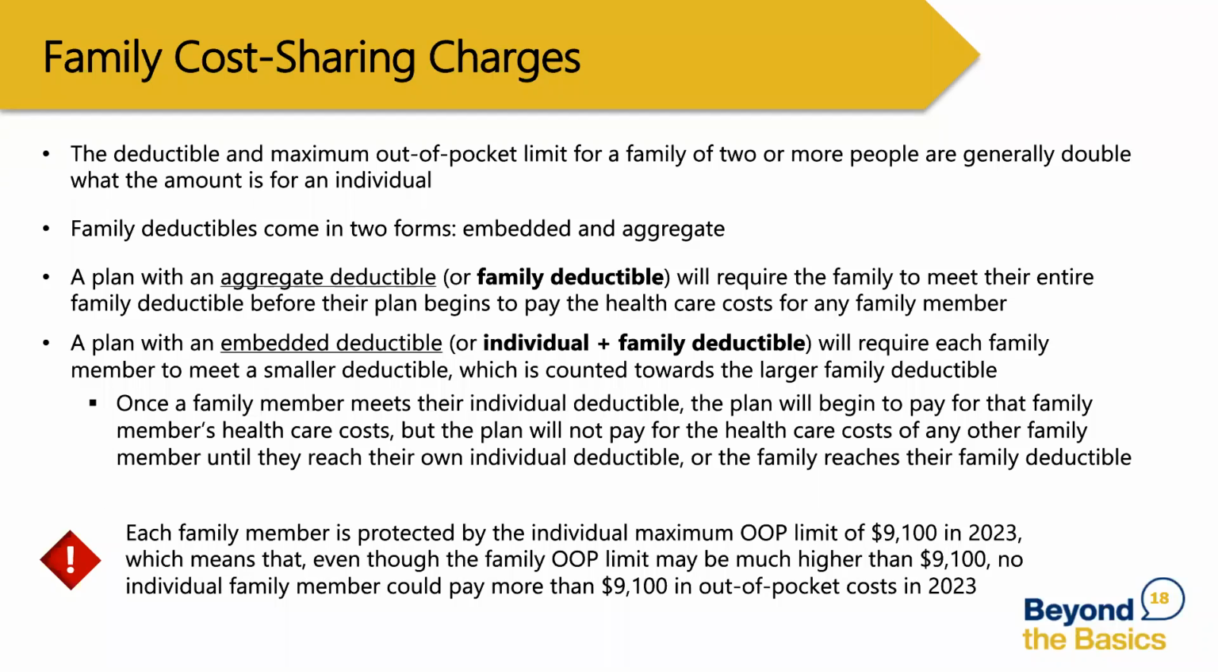The family deductibles come in 2 different forms, embedded and aggregate. So some plans may have an aggregate deductible, or you could call this a family deductible, which is a little simpler term, where the family would have to meet their entire family deductible before the plan begins to pay the healthcare costs for any of the individual family members. Or you could have another type of plan with an embedded deductible or an individual plus family deductible, where each family member has to meet a smaller deductible amount, and then that's counted towards the larger family deductible.